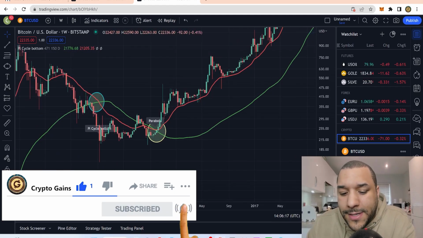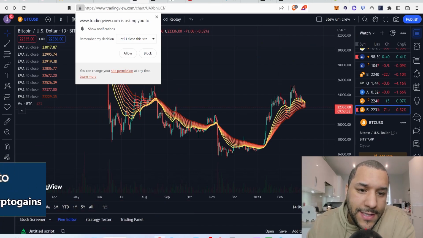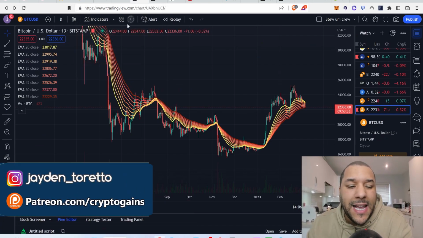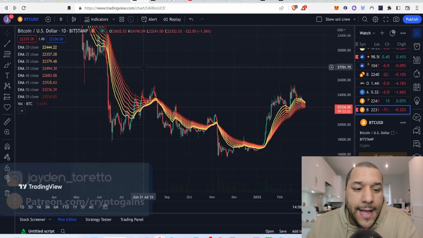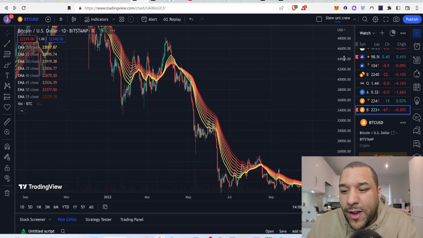Actually, real quick before I go, take a look at this as well. I'll give you something else. These are the EMA, exponential moving average, ribbons. As you can see in the past, these ribbons work similarly. They look for trends, really.